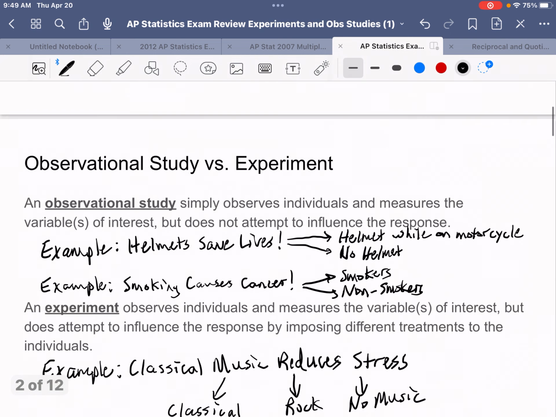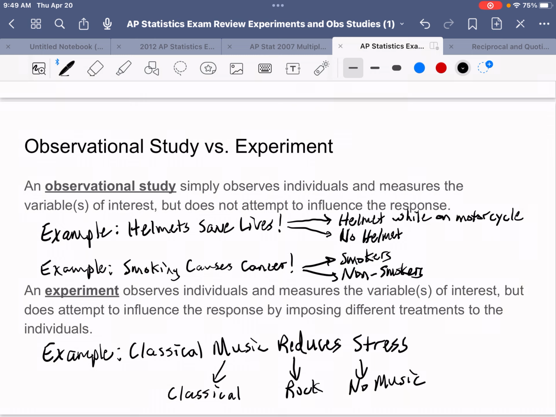So first of all, make sure you know the difference between an observational study and an experiment. Remember that in an observational study, the researchers simply observe individuals and measure the variables of interest, but the researchers do not attempt to influence the response. In other words, in an observational study, you don't apply the treatments in an effort to make a difference.